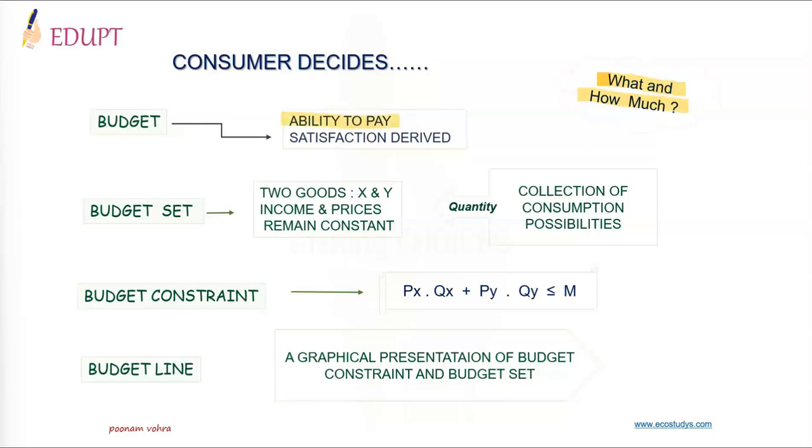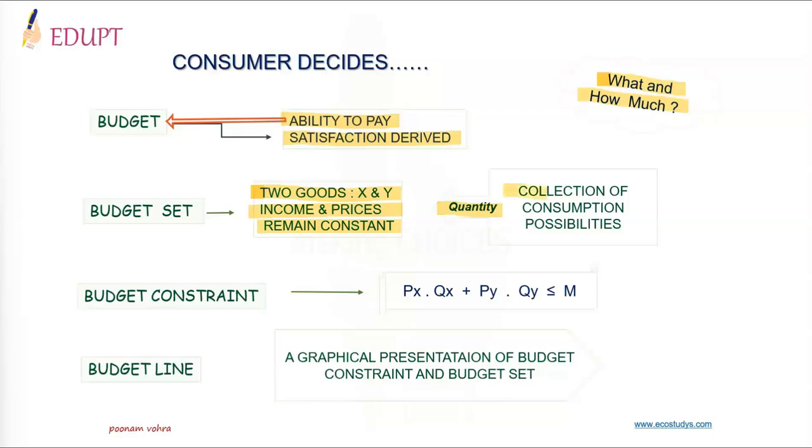He considers his ability to pay for the commodity and satisfaction derived from such consumption. His ability to pay is technically called the consumer's budget. For simplicity, it is assumed that the consumer incurs expenditure on two goods X and Y within the limits of his income. It is also assumed that income of the consumer and prices of the commodities remain constant. Hence, a consumer has to adjust only the quantity of purchases within the limit of his income. This gives rise to consumption possibilities of two goods consumed by the consumer within his given income.